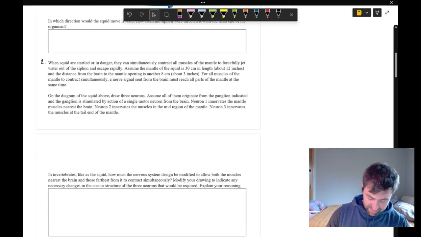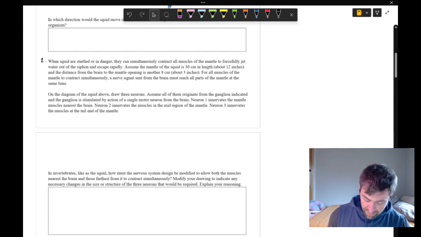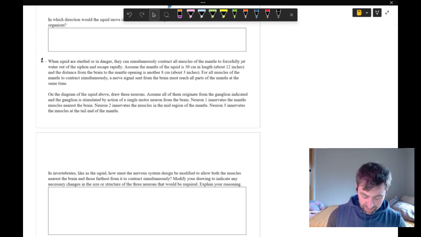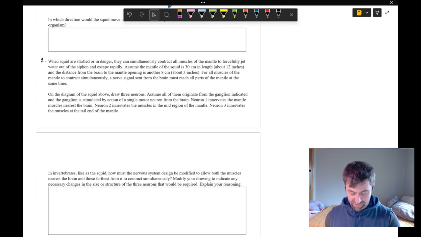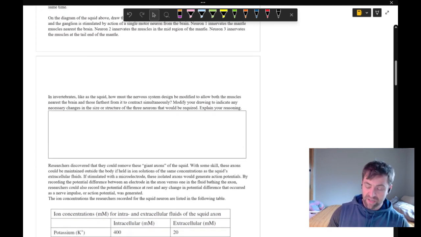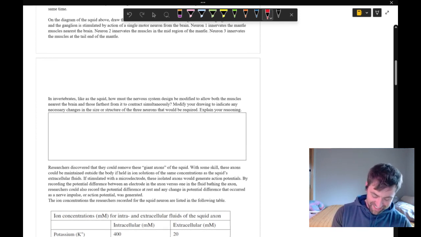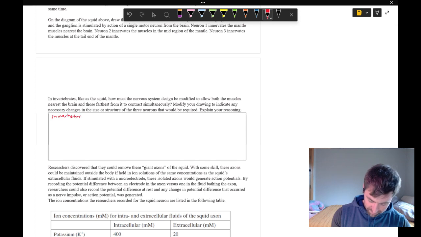In invertebrates, like the squid, how must the nervous system design be modified to allow both muscles nearest the brain and those furthest from it to contract simultaneously? Modify your drawing to indicate any necessary changes in the size or structure of the three neurons that would be required and explain your reasoning. So the first most important thing that you need to know about this is that invertebrates don't have myelinated nerves.